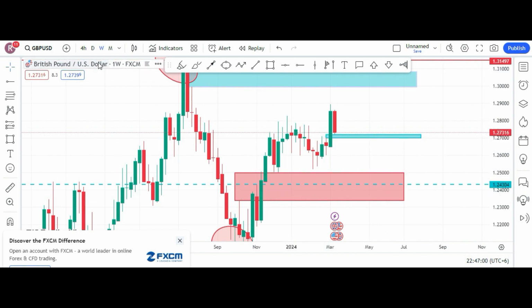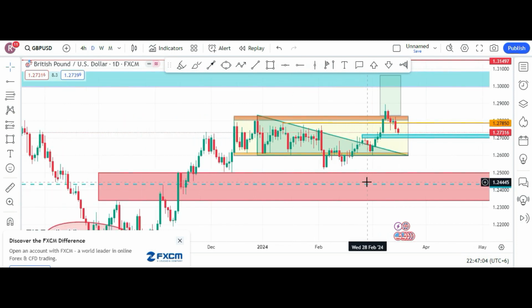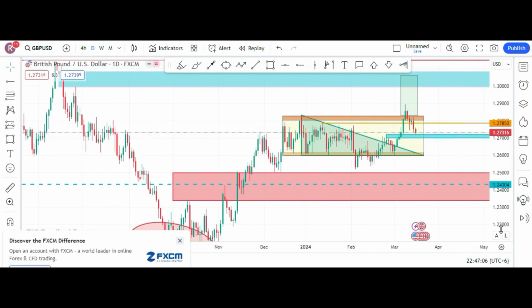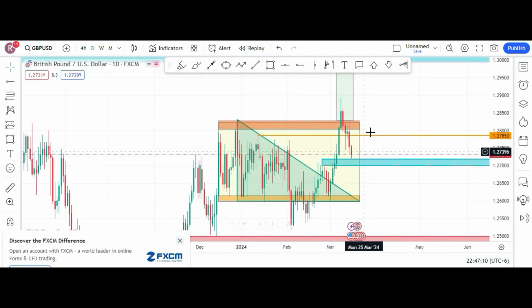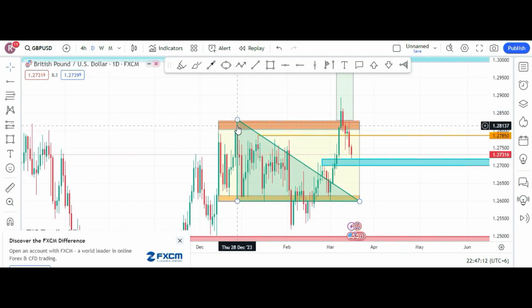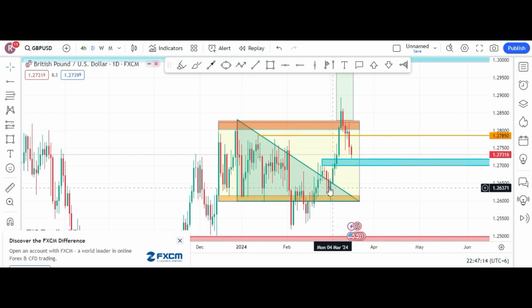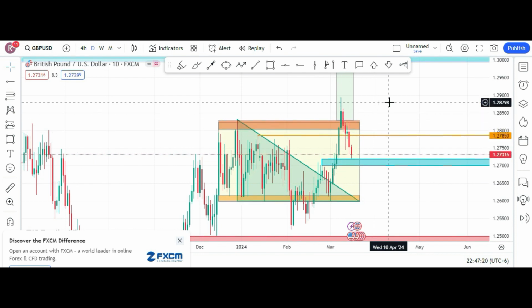So let's move to daily now. And in daily, it was ranging for a long time. So this was the triangle pattern, and I did mention if it breaks out of here, it will move upward.